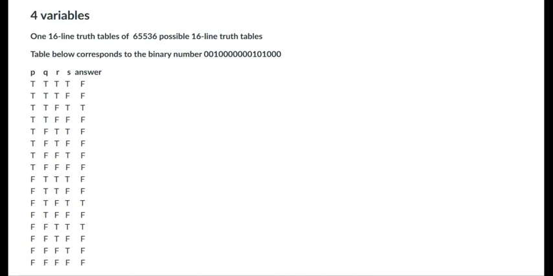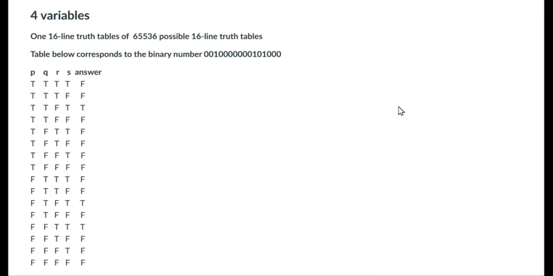With 4 variables, we are going to have 16-line truth tables, and here's one possible truth table of a total of 65,536 possible 16-line truth tables. And you see that we put P, Q, R, and S, and we start with trues, and so we'll have 8 trues and then 8 falses for P. For Q, we'll have 4 trues, 4 falses, 4 trues, 4 falses.